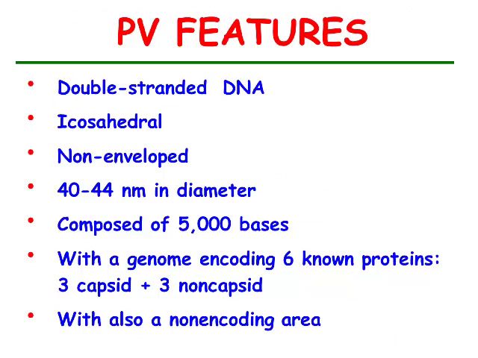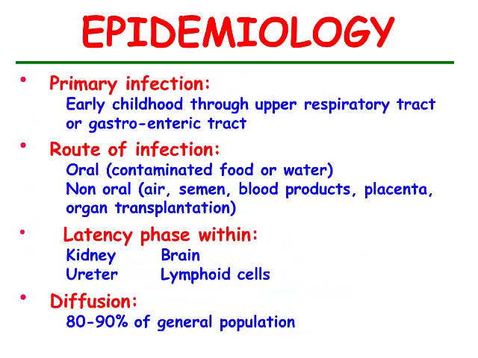These are the features of the polyomaviruses. They are double-stranded DNA, icosahedral, without envelope. They have a diameter which ranges from 40 to 44 nanometers. They are composed of 5,000 bases with a genome encoding 6 known proteins, 3 capsid and 3 non-capsid, with also a non-coding area.